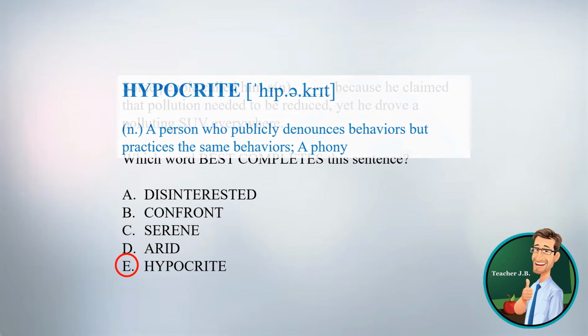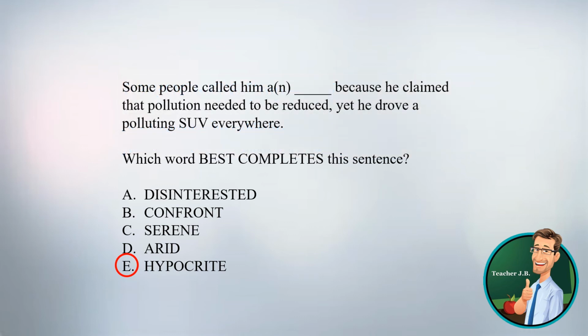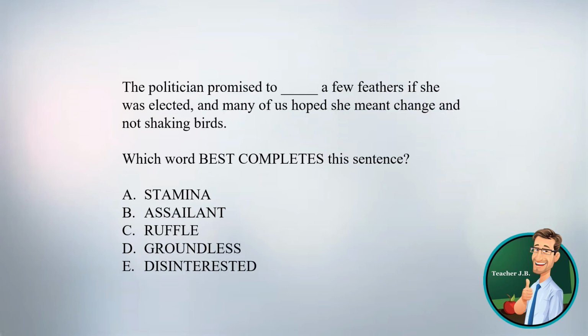Phony. Let's read the sentence one more time. Some people called him a hypocrite because he claimed that pollution needed to be reduced, yet he drove a polluting SUV everywhere. So he's a hypocrite.